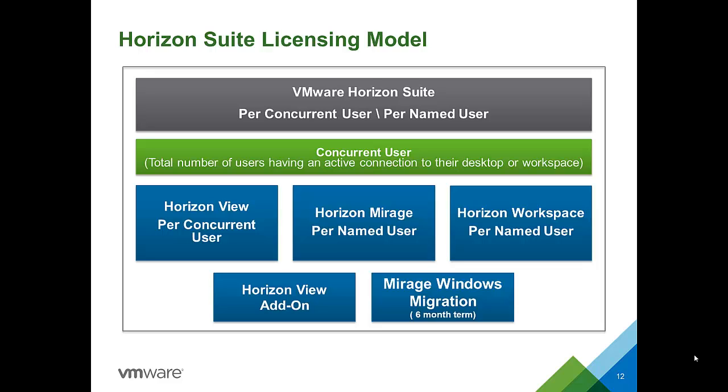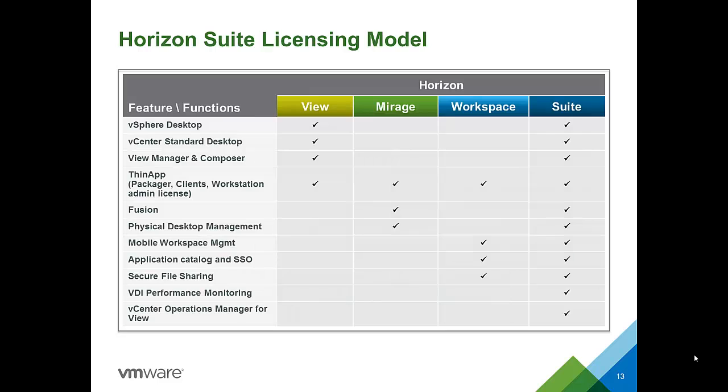When looking at licensing on the individual products rather than the suite, you'll see that Horizon View is a per concurrent user license, Mirage is a per named user license, Workspace is a per named user license as well. And then there are specific Horizon View models for add-ons and Mirage to Windows migrations, which is based on a 6-month term. Again, you want to look into those a little more deeply as you get more familiar with the Horizon Suite. Now let's take a look at different features and benefits from the different packages.